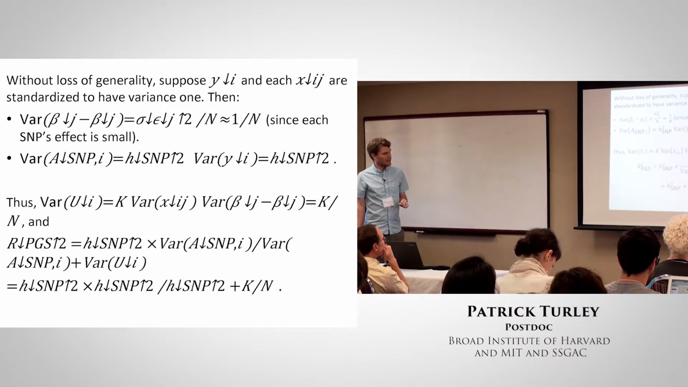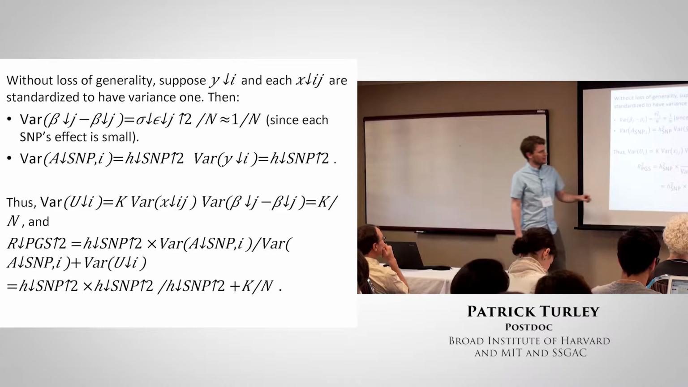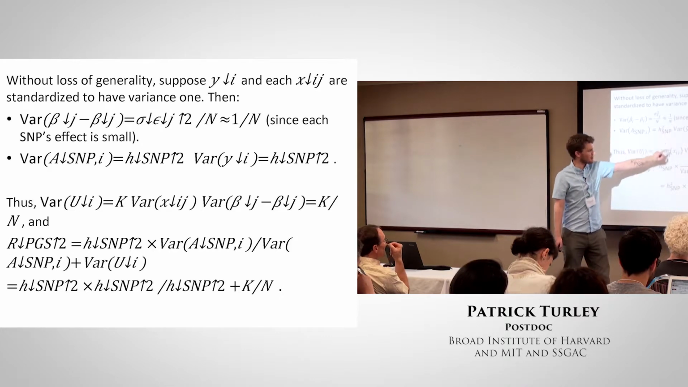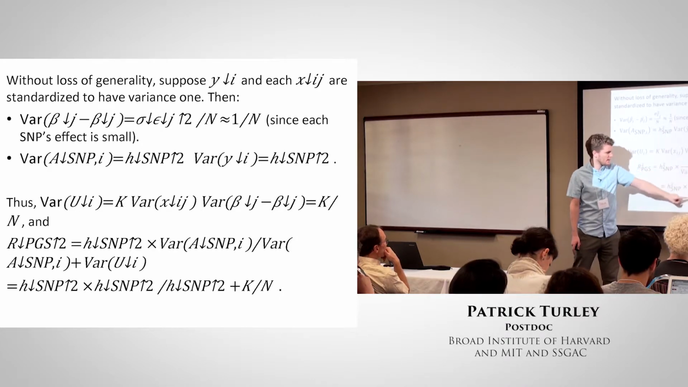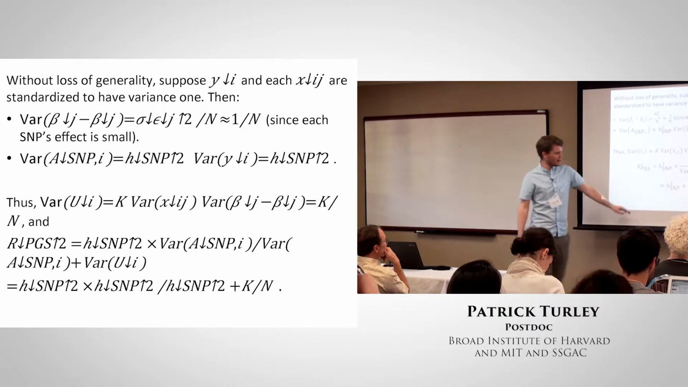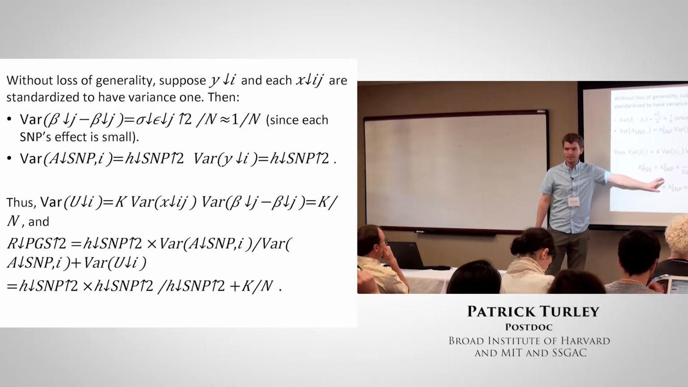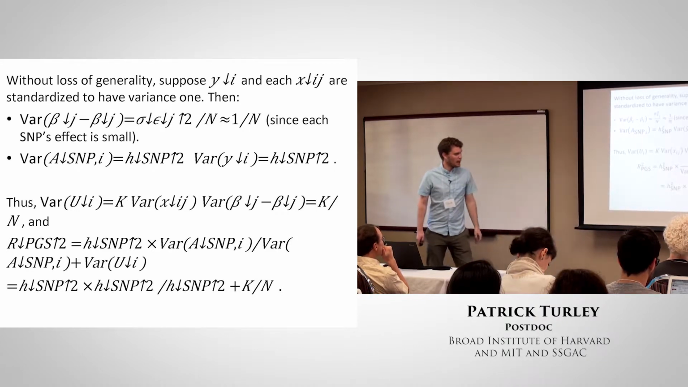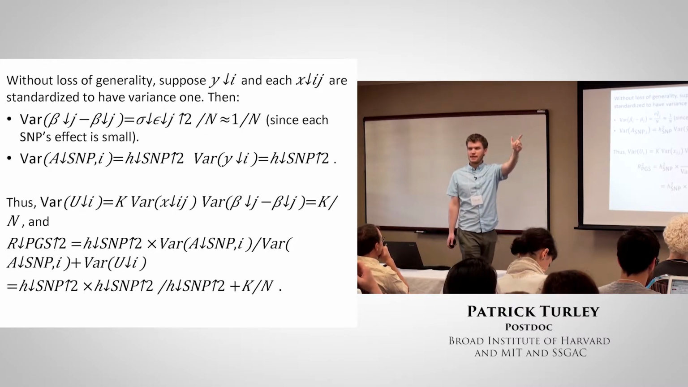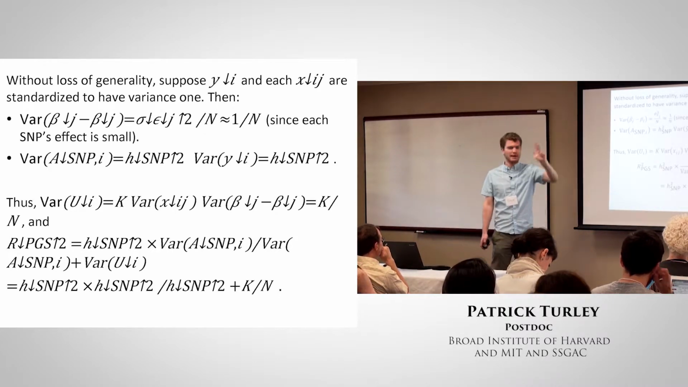Okay. So then plugging this into here, the variance of the true score is the heritability, and so we can plug that in here. And that shows up here as well. And the variance of u is k over n. And so now we have this formula here. It's pretty simple. We've just plugged a lot of things in. And it's just a function of the SNP heritability, the number of SNPs, and the sample size used to estimate our betas.